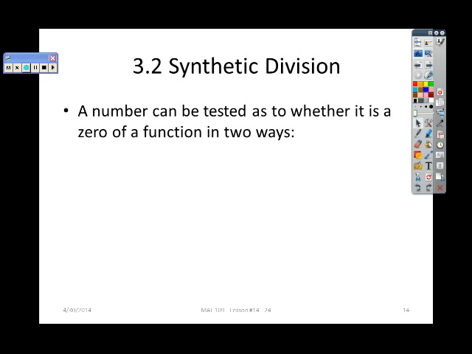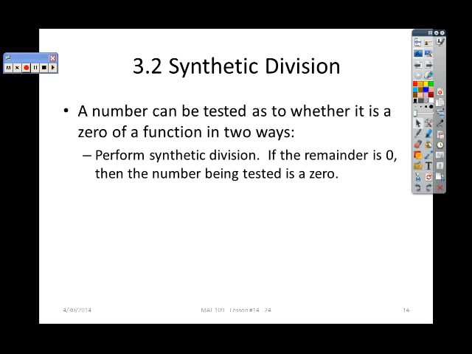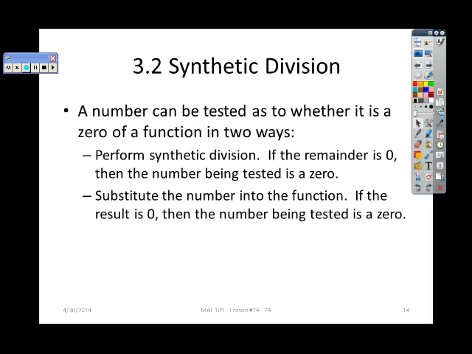Well, we're going to take the number and we can either do the synthetic division with that number or we can plug it into the function like we just looked at. Either one will tell us what the remainder is. We want to look for a remainder of zero because that's the definition of a zero. So if we can find a number which has a remainder of zero, then we have a zero. You can find it either by using synthetic division to test, or you can just substitute the number into the function and calculate the function.